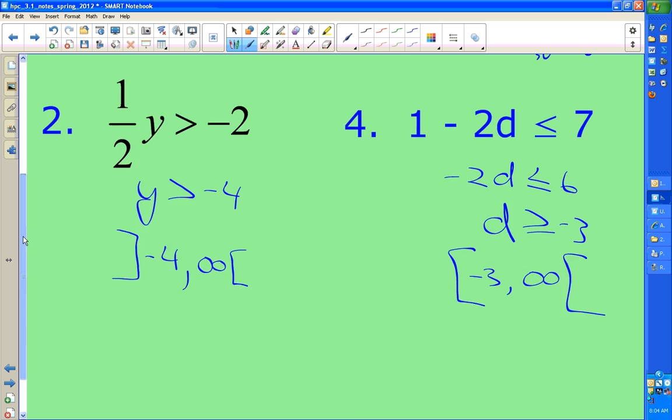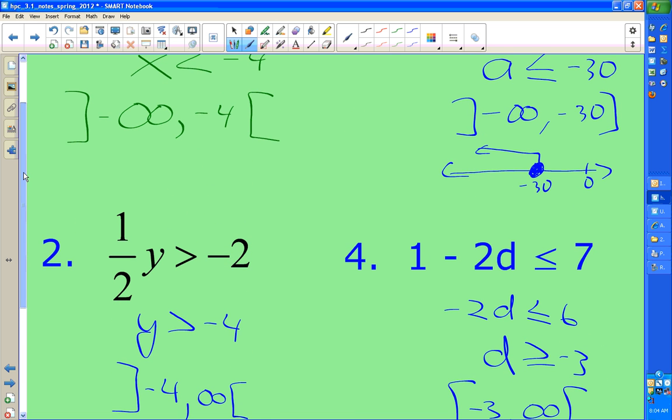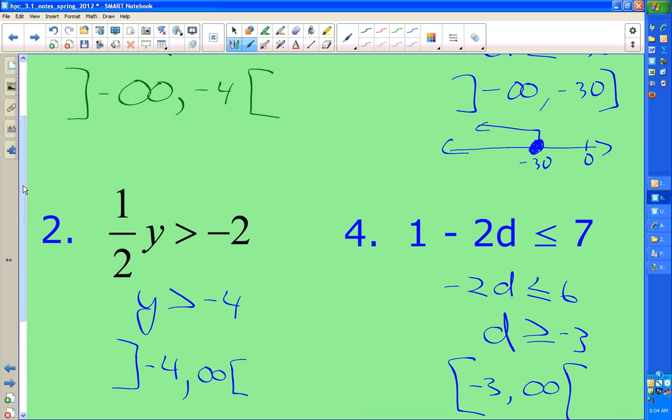Anyone see any issues with these 4? How do you know if negative is not wrong? Least to greatest. So y is greater than -4. The smallest thing you're going to have is -4. And you're going bigger. Does that make sense? Yeah. The smallest thing we have here is -3.